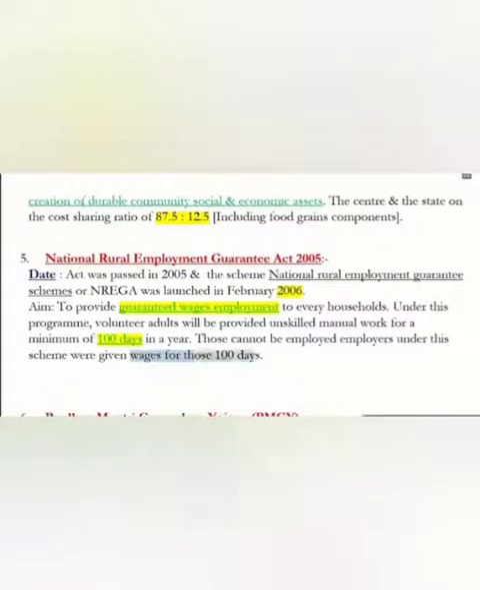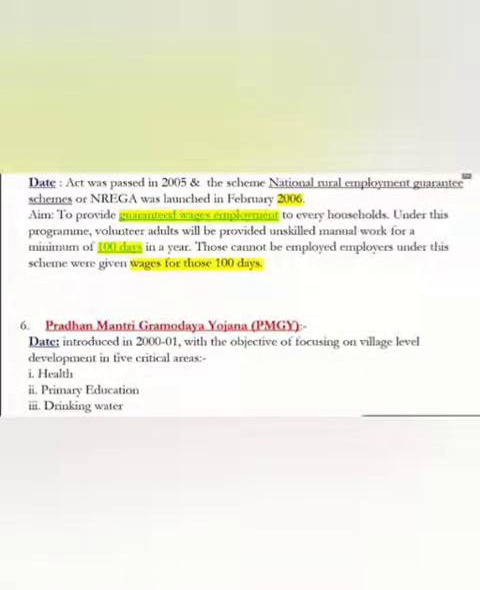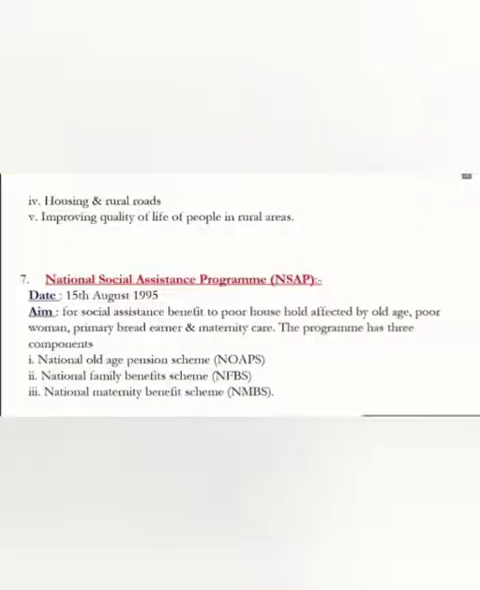Another program is Pradhan Mantri Gramodaya Yojana, PMGY, introduced in 2000-2001 with the objective of focusing on village level development in 5 critical areas as follows: health, primary education, drinking water, housing and rural roads, improving the quality of life of people in rural areas.